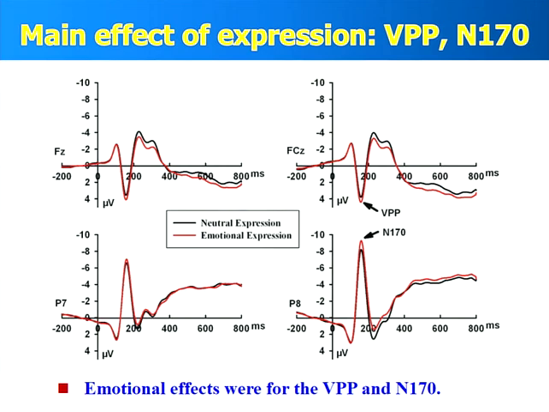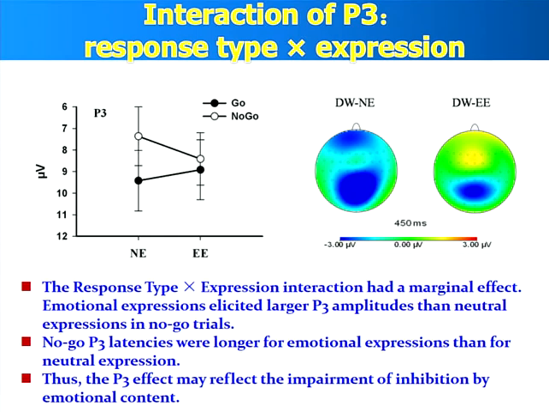And also, emotion effects were found for the VPP and the N170. The response type times expression interaction had a marginal effect. Emotional expressions elicited larger P3 amplitudes than neutral expressions in no-go trials. And no-go trial P3 latencies were longer for emotional expressions than for neutral expressions. Thus, the P3 effect may reflect the impairment of inhibition by emotion content.